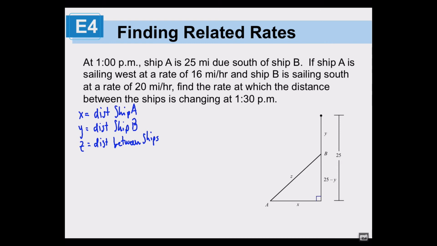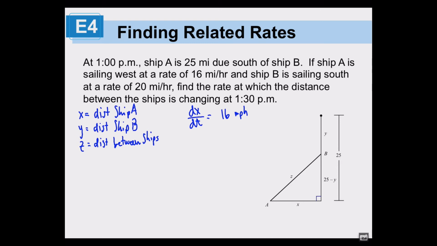Well, I know that ship A is traveling at a rate of 16 miles per hour. How do I express that mathematically or calculus-wise? dx/dt is equal to 16 mph. Is that a positive or a negative value? Well, it's a speed, not a velocity, so it has to be positive. Well said. Why is it positive? No, because x is getting bigger.